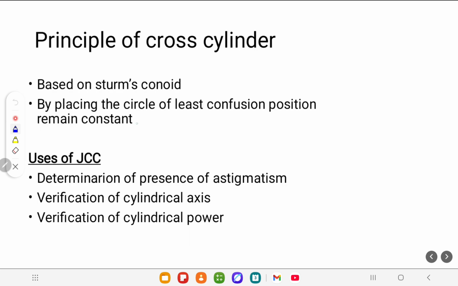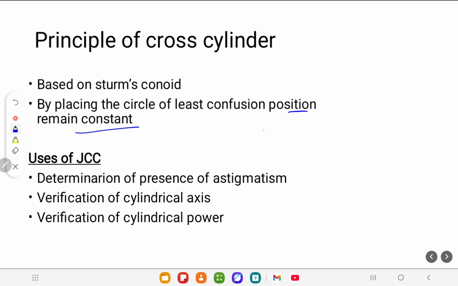The principle is that the position of the circle of least confusion remains constant. So if you flip this Jackson cross cylinder, there is no change in the position of the circle of least confusion, but there is a change in its size. I'm repeating again: there is no change of position, but there is a change of size of the circle of least confusion. It's central to understand. Whenever the size increases, the patient sees blurry. Whenever the size decreases, the patient resolves the optotype and views it clearly.